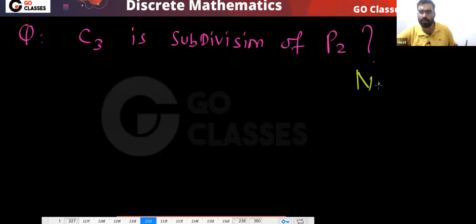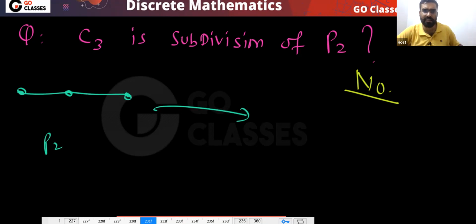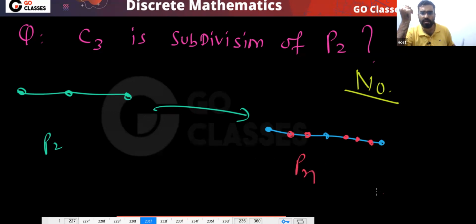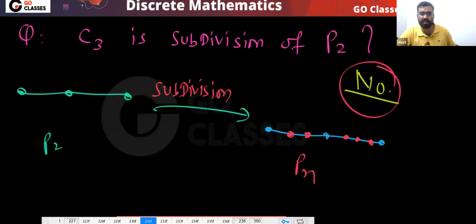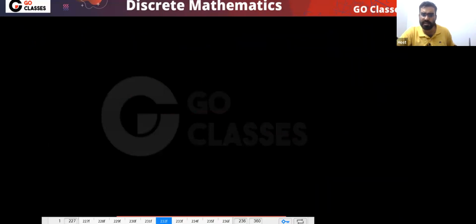How can you get a cycle if you do subdivision? This is your P2. If you do subdivision, how can you get a cycle? This is your P3. If you do subdivision, how can you get a cycle? Whatever subdivision you do, you will again get Pn. So the answer is no. C3 is not a subdivision of P2. Is this concept clear? Subdivision.